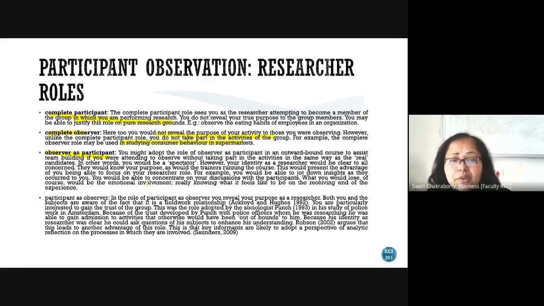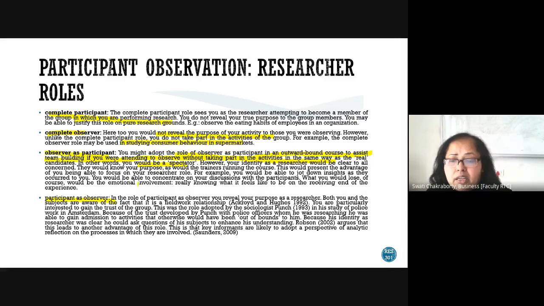Third type is observer as participant, where you can adopt the role of an observer as participant in an outward bound course to help in assisting team building. You're attending to observe without taking part in the activities in the same way as real candidates; you are helping them, guiding, assisting them for team building. But you don't take part in their activities. So here you are a spectator, right? Here your identity as a researcher is known; you make it clear to everyone, so people get to know your purpose.